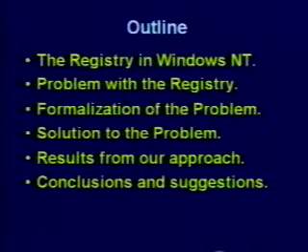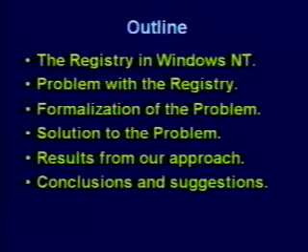So first, let me give you the outline of my presentation. First of all, I don't assume that all of you know the concept of the registry in Windows NT. So I'm going to give some brief introduction on the registry concept in Windows NT. Then I will point out the problem with the registry. And the next step, we are going to analyze what the actual problems with the registry are. We are going to formalize the problems. And from that, we'll derive our solutions to the problems. Then we'll give the results that we produced by using the solutions. And at the end, I will conclude the presentation by giving some suggestions and comments.